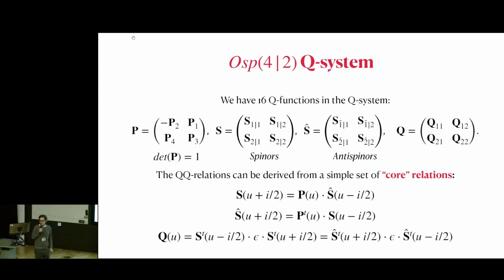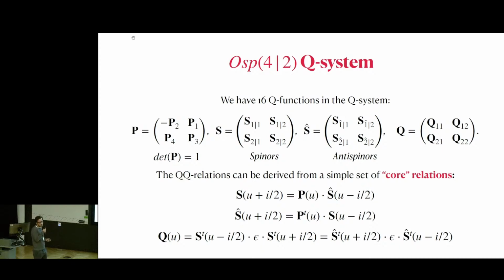We have two copies of them, but for now I'll only talk about one copy. We have 16 Q functions in it that can be grouped into these four families, P, Q, which are the most important ones, and these spinors and anti-spinors. The QQ relations for this Lie algebra can be derived from a simple set of relations, which are these three matrix equations. The first two simply connect the P with the spinors and anti-spinors, while the last one lets you build these Q functions from the first three.